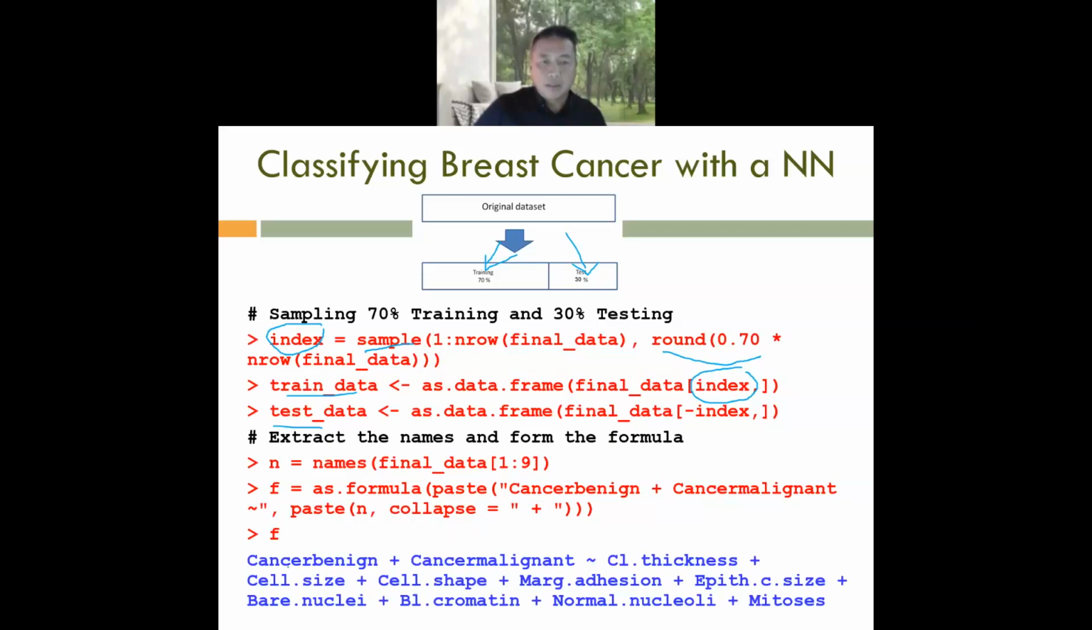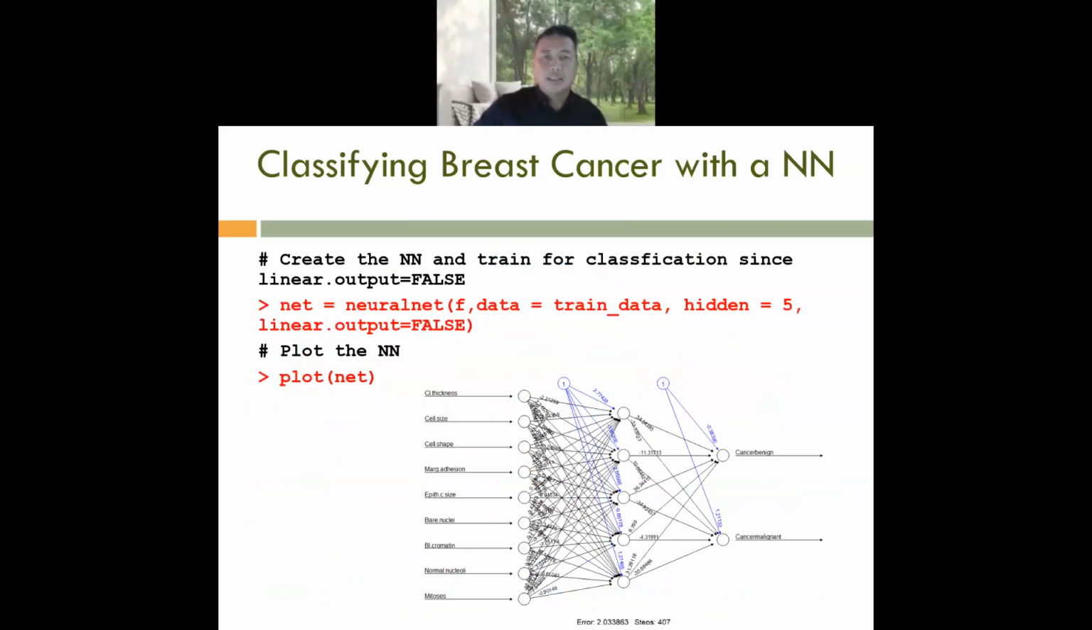This is just to get the formula. So your formula is cancer benign plus cancer malignant tilde, meaning that you have two outputs here and you have many inputs. So this is how your neural network looks like. We have 9 inputs and we have 2 outputs. Depending on the value of your neural network, you can compare.